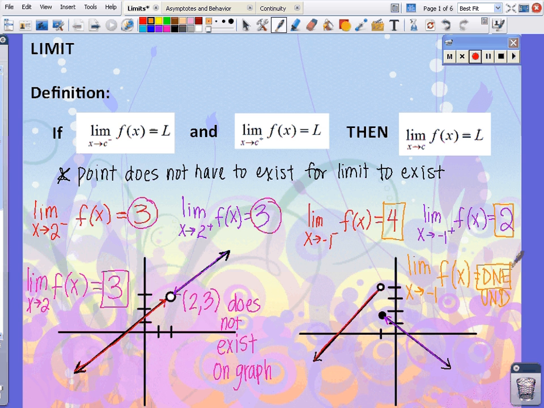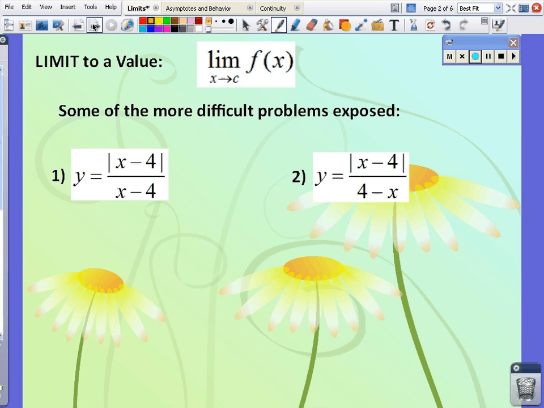Okay, so now we're going to try some limit problems that I know the class was struggling with. We're going to start off by looking at the limit to a value. And I did want to put some of the more difficult ones here. We know that when you do a limit to an actual value, the first thing you try to do is substitute. And if it doesn't work, meaning if you get undefined as an answer, then you try to factor, or you may have to simplify. Okay, so what I'm going to do is actually show you the graph of both of these, and that will actually help you figure out what the limits are.